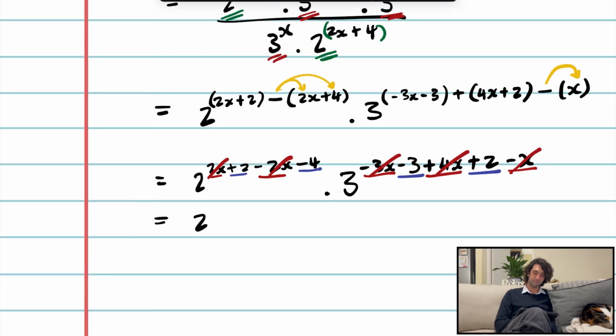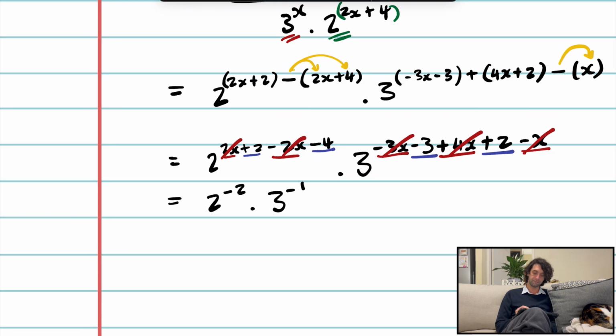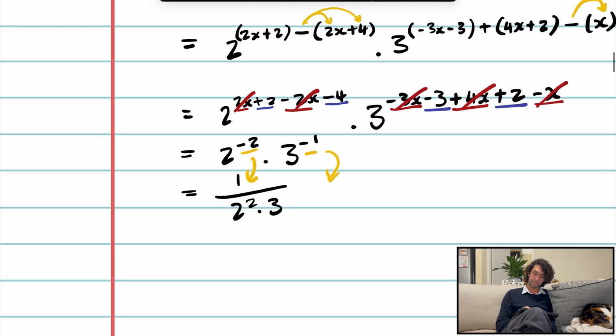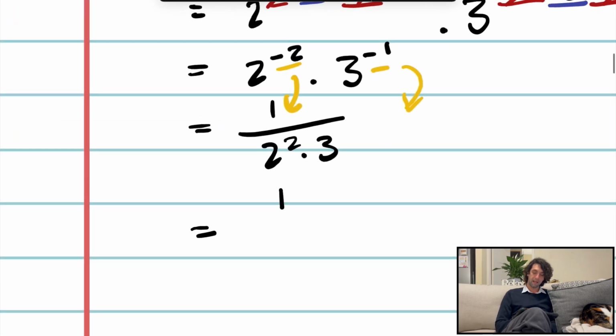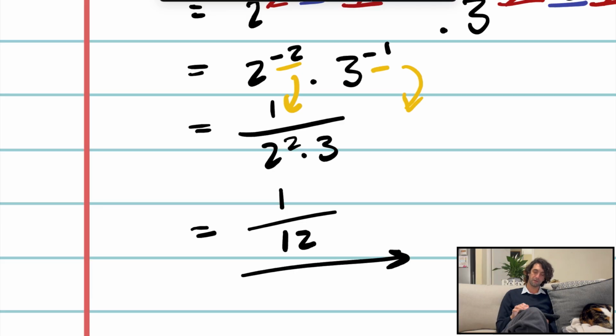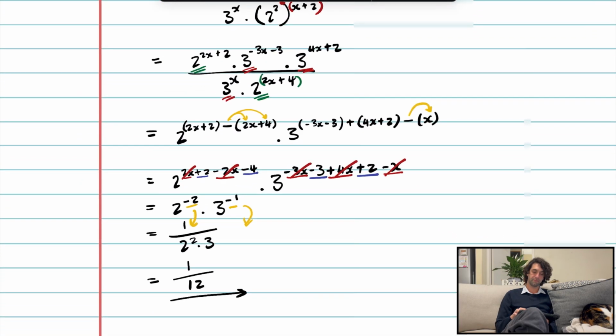So I have 2 to the power of negative 2 multiplied by 3 to the power of negative 1. And because both of these have negative exponents, I'm going to bring them underground. So I end up with 1 over 2 squared multiplied by 3, that's just a 3 to the power of 1. And that's the same as saying 1 divided by 4 times 3, which is 12. So 1 over 12. There you have it.